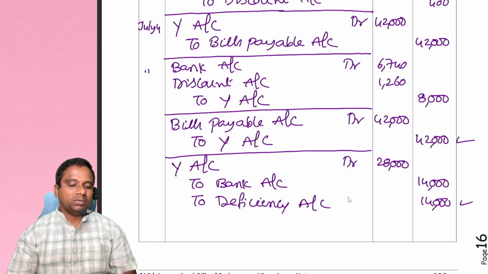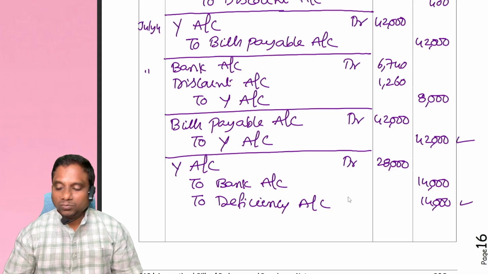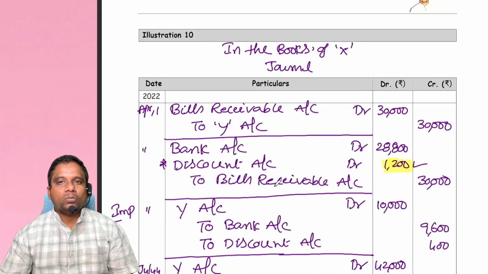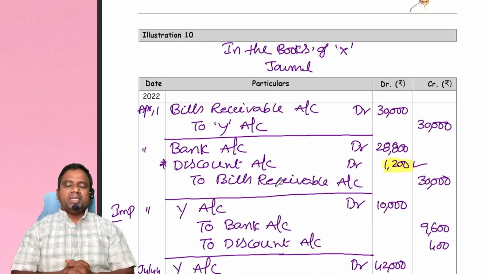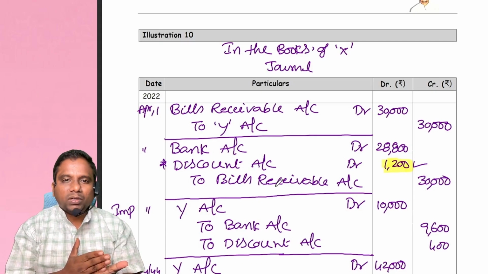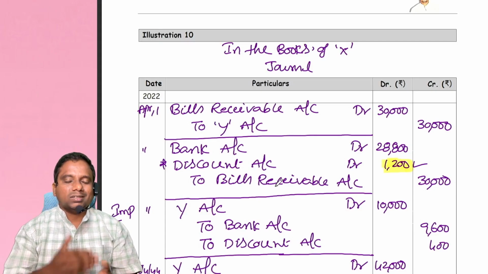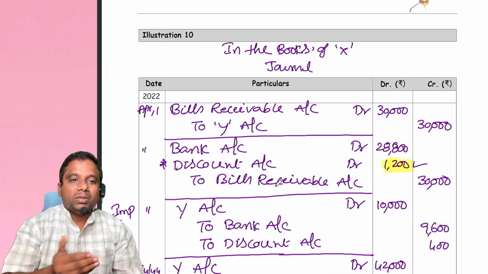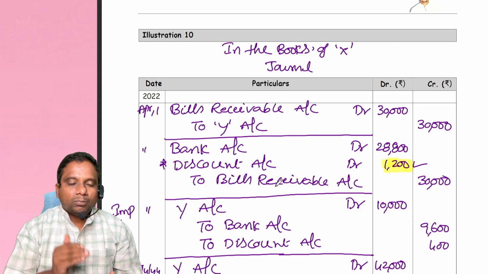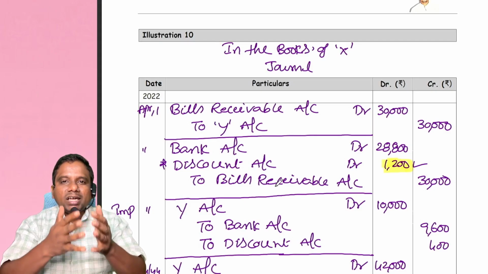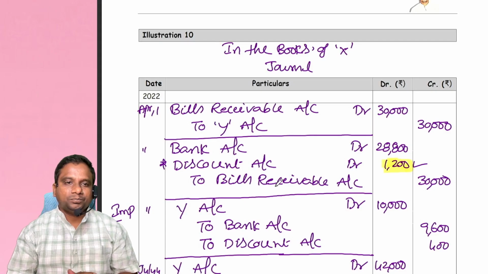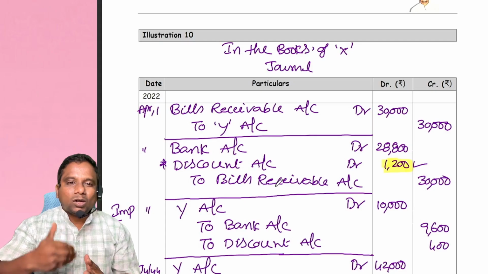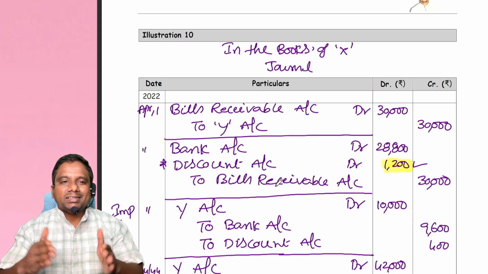This is our problem number 10. Observe, very conceptual problem. Accommodation bill. Tell me what happened here. First, one person will draw a bill on another person. X draws a bill on Y. X discounts the bill with bank. Out of the proceeds, the amount is shared by X and Y. When the amount of the bill is shared by X and Y, the discount also is borne by X and Y.